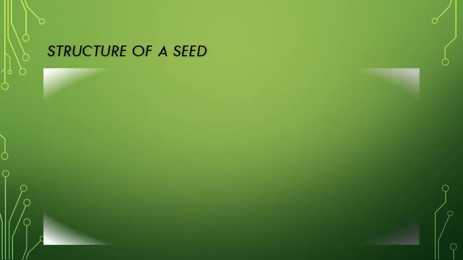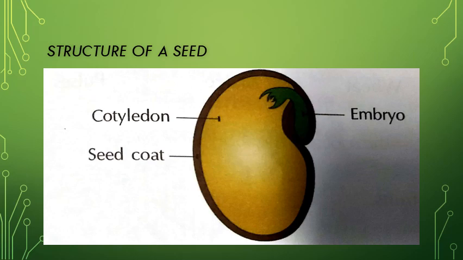Look at the picture. This is the structure of a seed. Here you will see the outer covering of the seed. This is the seed coat. It protects the baby plant present inside the seed. Inside the seed coat, there are cotyledons. The cotyledons contain food that is used by the baby plant for growth. Here you will see a tiny baby plant. Inside the cotyledon is embryo that grows into a new plant.